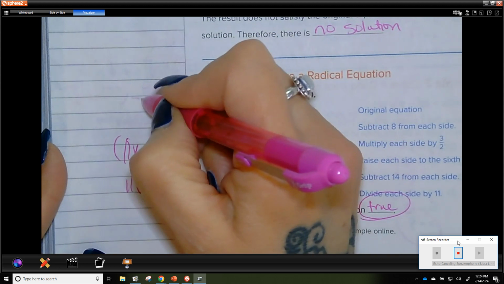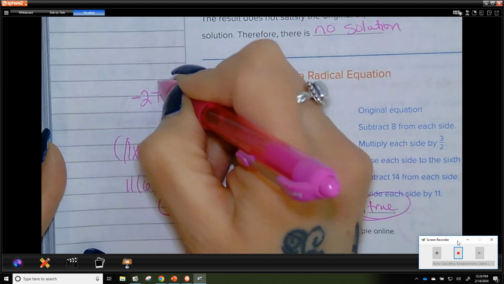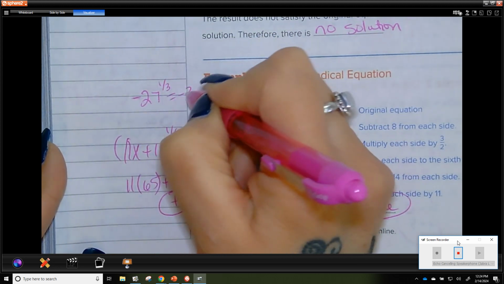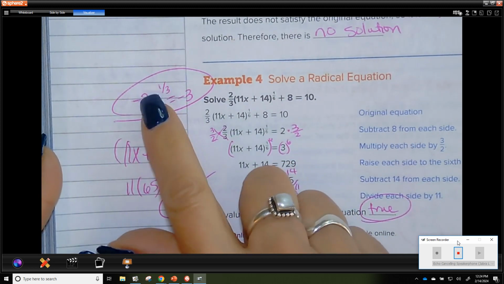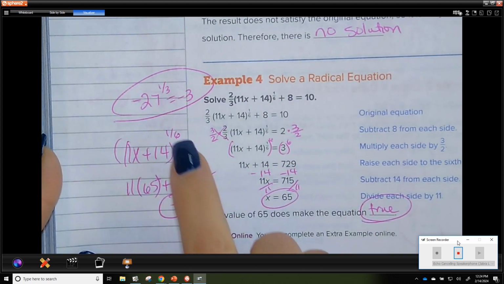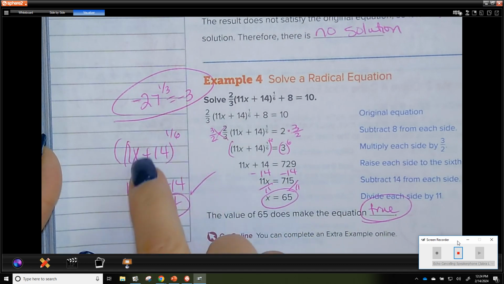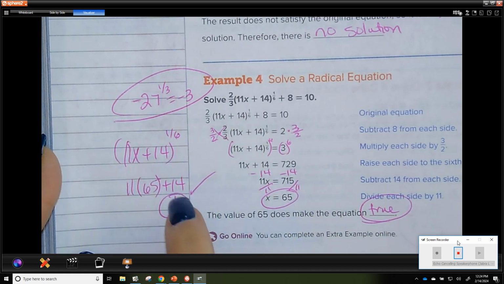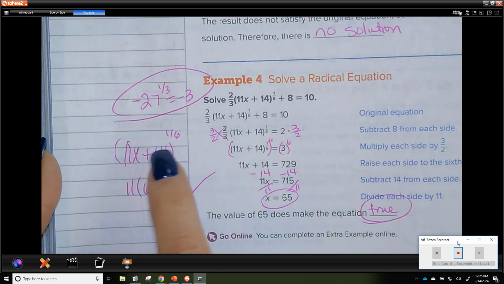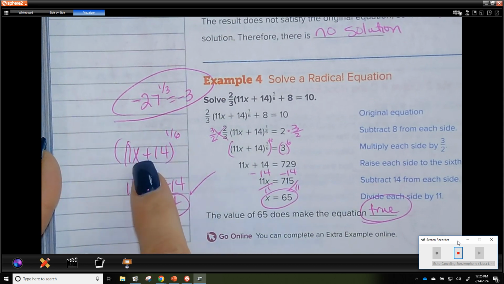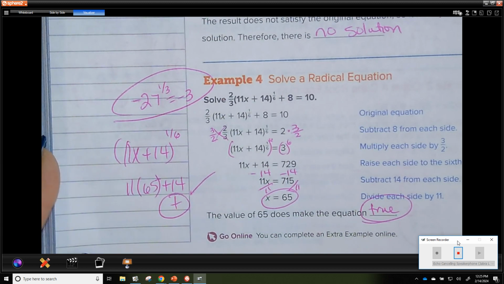Because if you have a negative number, you could take the 1/3 root. So odd indexes are fine. When you have even ones, you don't want a negative in there. So say we got a negative 65. I know how to make this that it's not true. If you were to get a negative 65, negative 65 times 11 is much bigger than 14, so you would have to take the 6th root of a negative number, which is not possible.